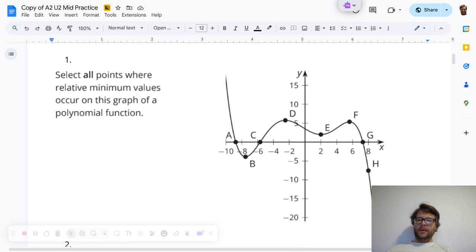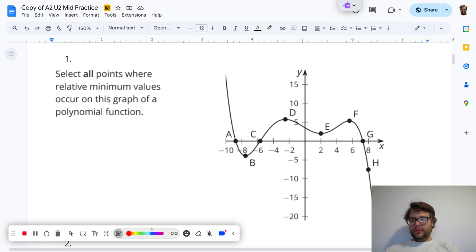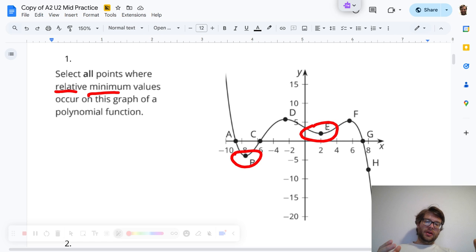Okay, so the first one is just kind of a vocabulary thing. Select all points that are relative minimum values. That just means minimum is a lower y value. Relative means compared to the stuff around it. So B has a lower y value than the points that are nearby it. E has a lower y value than the points that are nearby it.